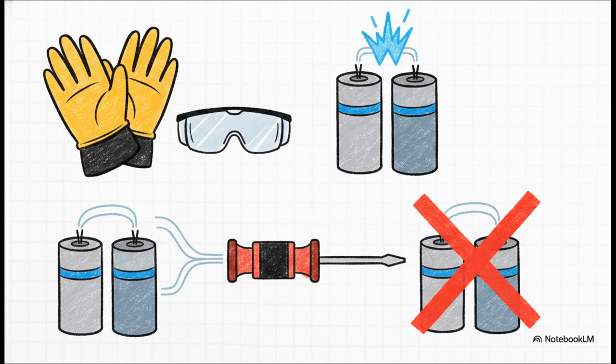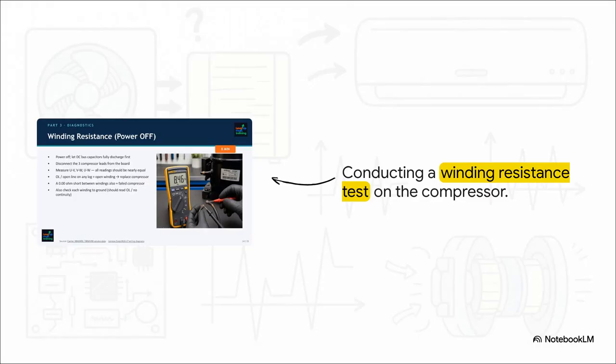Whatever you do, do not short them out with a screwdriver. Well, unless you want to permanently weld it to the casing. Use a proper discharge resistor, usually something around 100 ohms and 40 watts, to safely bleed that voltage all the way down to zero. Okay, once you have positively verified with your true RMS meter that the DC bus is completely dead, then, and only then, can you safely move on to measuring the compressor motor windings.